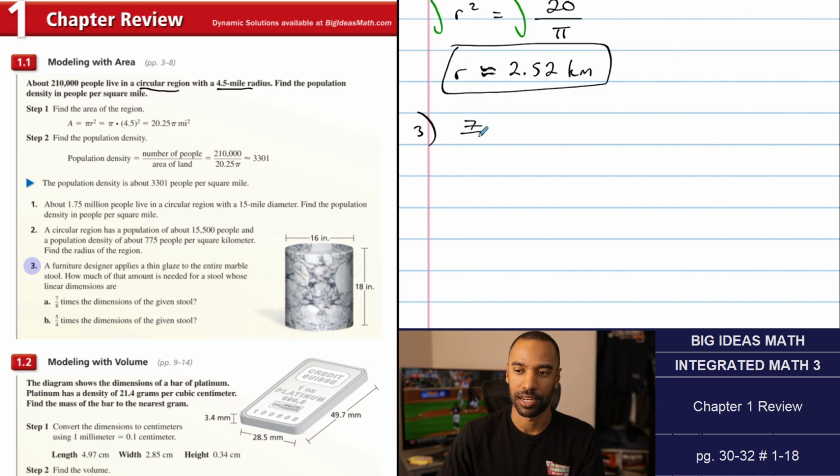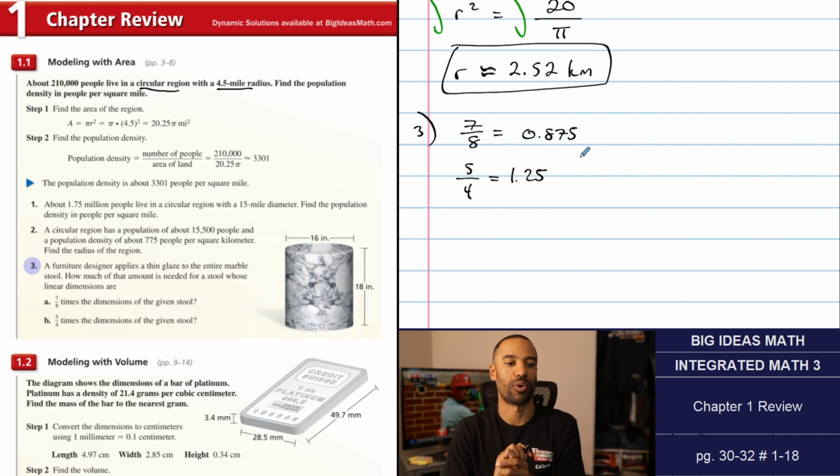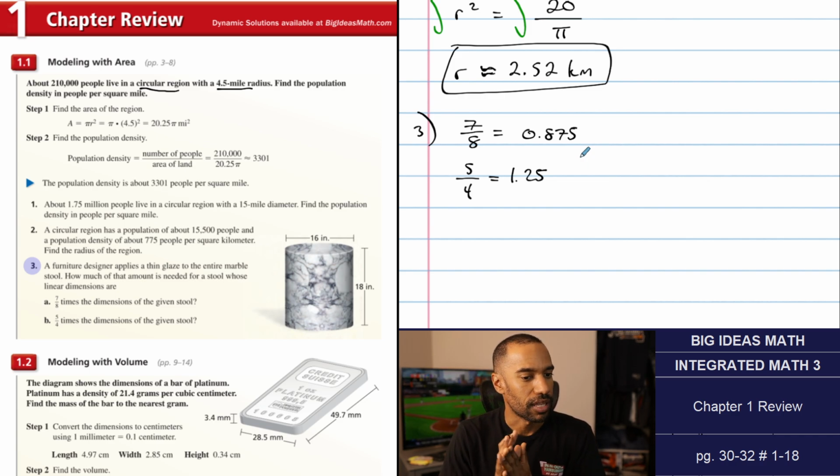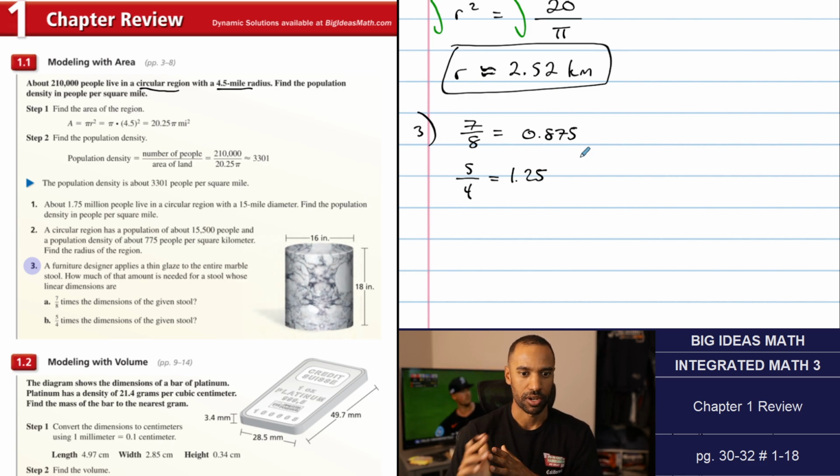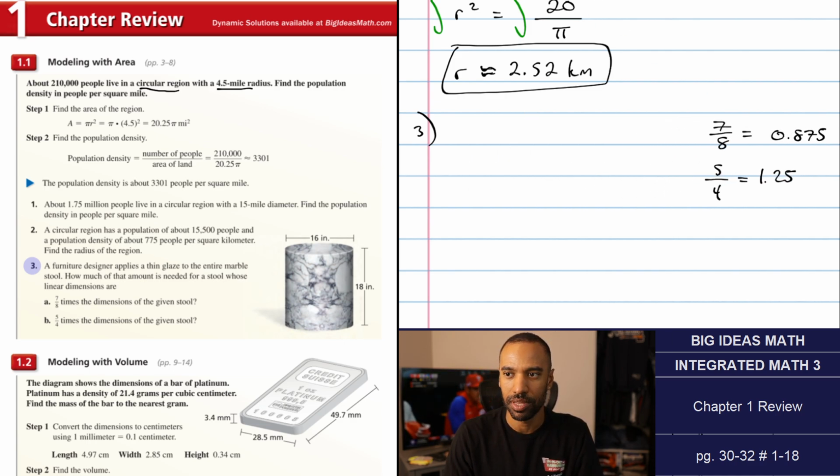Like 7/8, I know that's 0.875, so 87.5% of something. 5/4 is 1.25, so 125% of something, or a 25% increase. Okay, let's see what they're really asking us though. Applies the thin glaze to the entire marble, so how much of that amount is needed for a stool whose linear dimensions are that? So I don't know if we need the original in comparison to this.